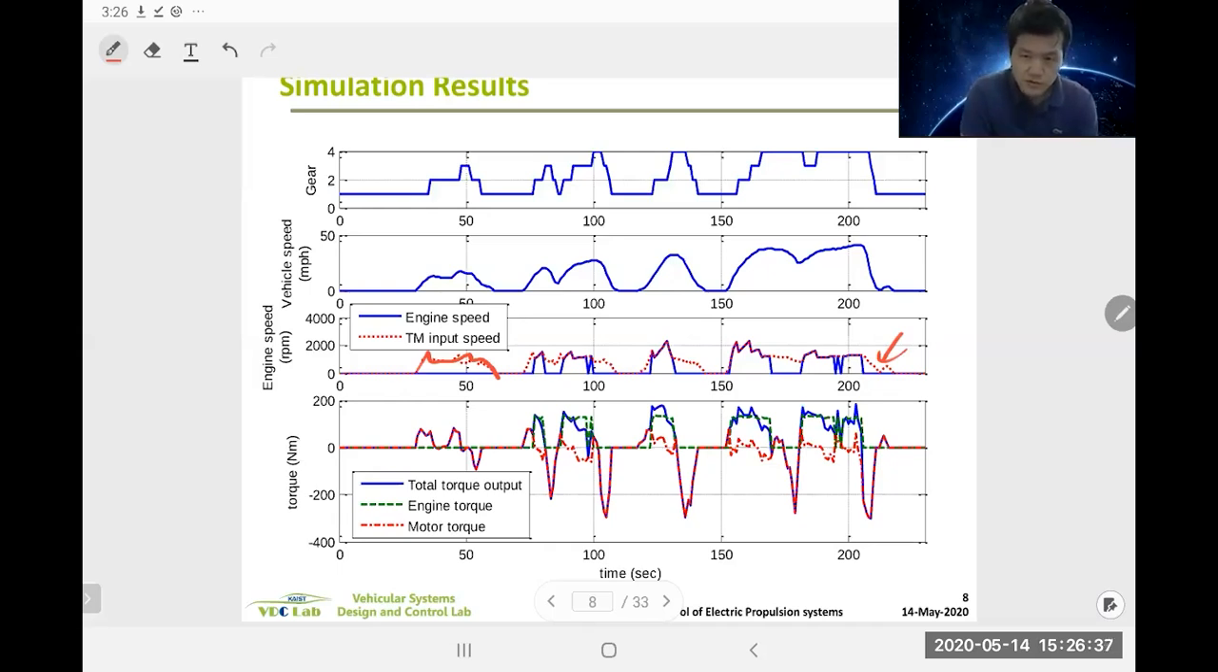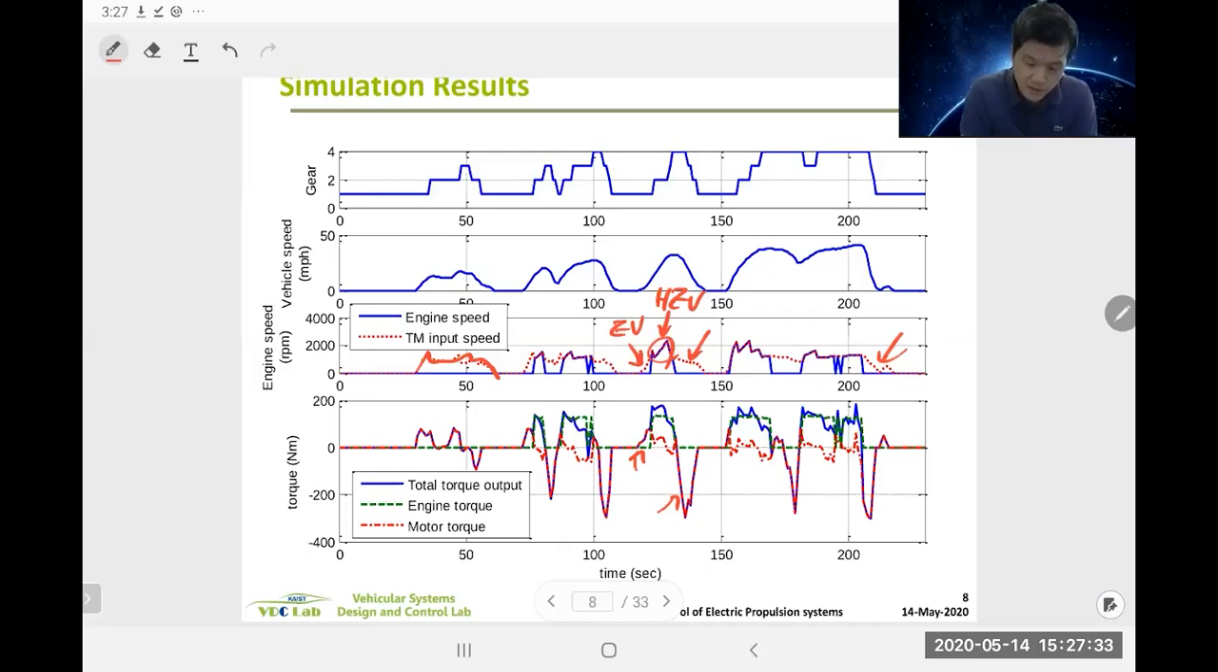But the engine is sometimes disconnected when you are doing regen or EV mode. But when the engine is on, they're equal, right? This is regen, this is the EV mode, this is hybrid mode, okay? And then you can see that during EV mode and regen, motor torque equals total torque, which is transmission input torque, because the engine is disconnected and the drivability constraint has to be met.